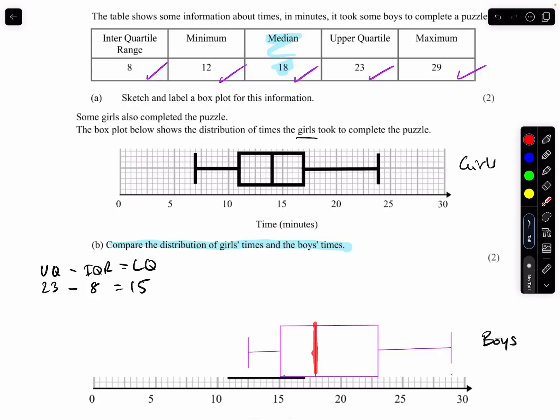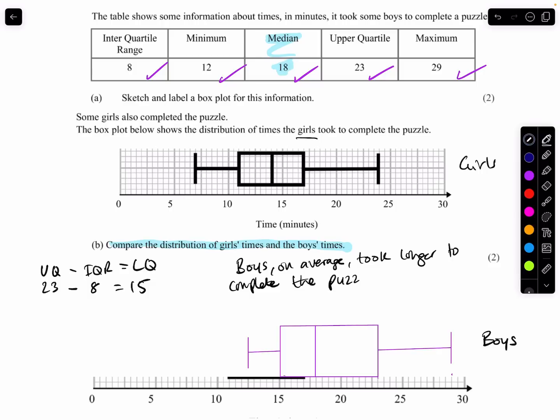So the boys, if you look at the median, immediately the boys' median, the average time that the boys took was longer, all right, because higher, right? So what we can say is boys took longer. Boys, on average, according to the median, took longer to complete the puzzle. They have a higher median. So do make a reference to the median. That's one mark. Usually there's 2 marks.